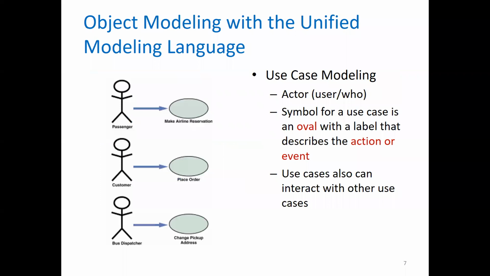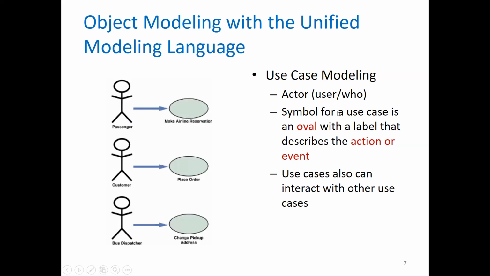Object modeling with Unified Modeling Language. So the use case, remember we had a few things. Okay, so in use case modeling, you have an actor. The actor is generally denoted by this stick figure. Okay, so the actor comes in three forms. You have a person, you may have another system, or you have a hardware device, and all three will be represented through the use of these stick figures.